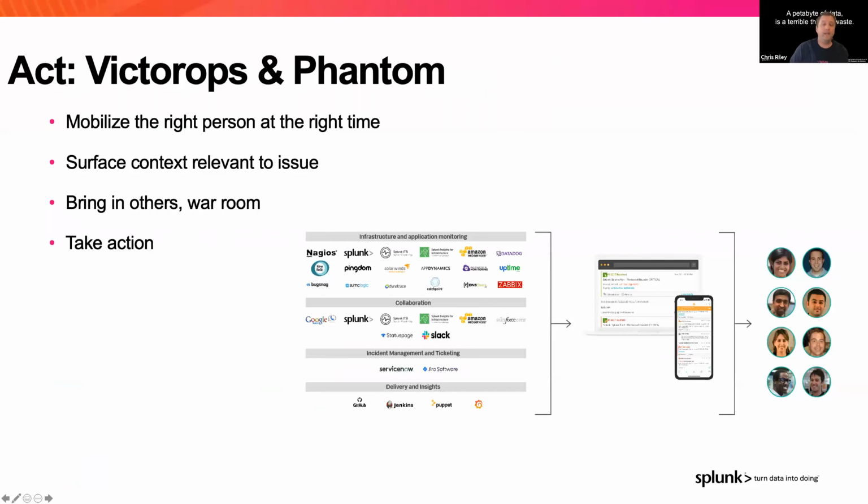And the next one is VictorOps and Phantom. So this is the act side of it. What do you do when SignalFx says something's broken, or another tool in your stack? Because we all have varied stacks. How do you take action? How do you mobilize the right people? How do you give them enough information to make sure they know what to do when something comes up?